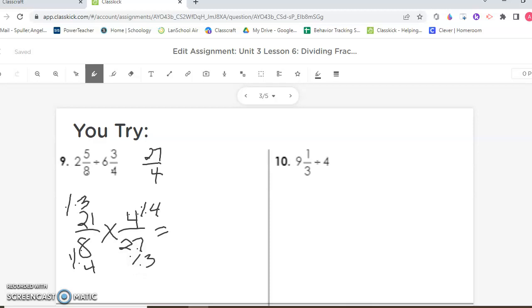So 21 divided by 3 is 7. 8 divided by 4 is 2. Times 4 divided by 4 is 1. 27 divided by 3 is 9. And then all I have to do is multiply. So 7 times 1 is 7. 2 times 9 is 18. And there's my simplified answer.